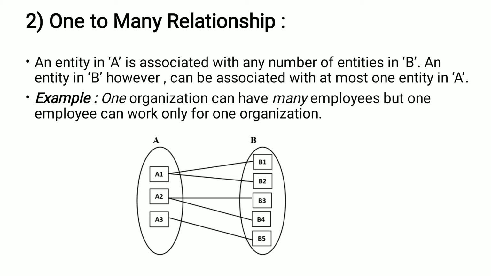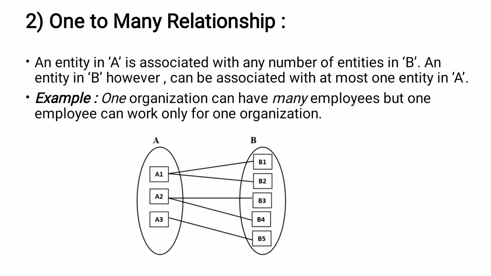The second one is the one to many relationship. An entity in A is associated with any number of entities in B. An entity in B, however, can be associated with at most one entity in A. For example, one organization can have many employees, but one employee can work for only one organization. That is a one to many relationship.